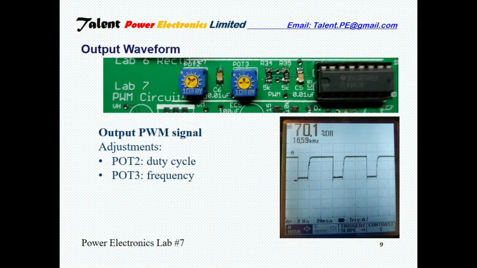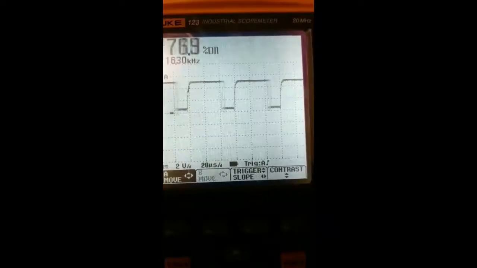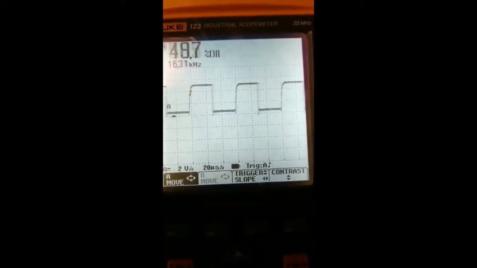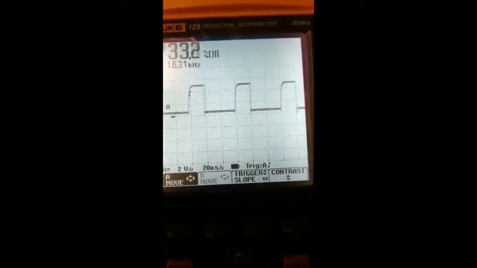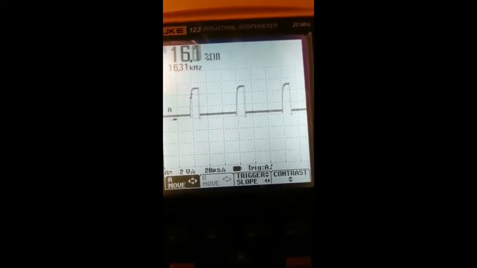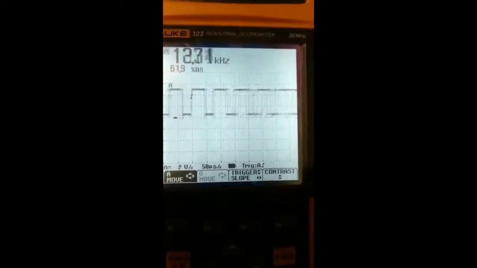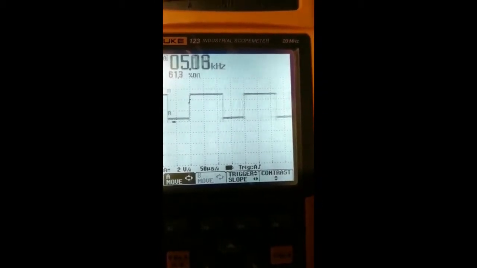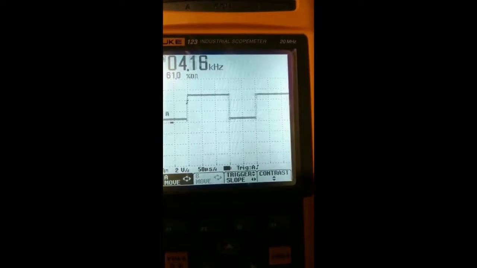Here is a video showing the adjustment of the output PWM signal. While adjusting the value of pot 2, the PWM duty cycle changes along. While adjusting the value of pot 3, the PWM frequency changes along.